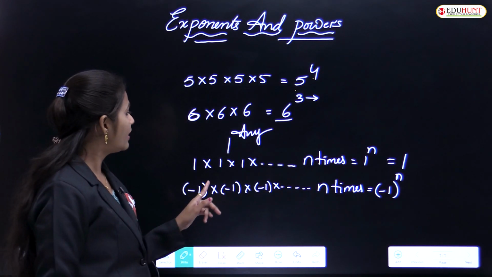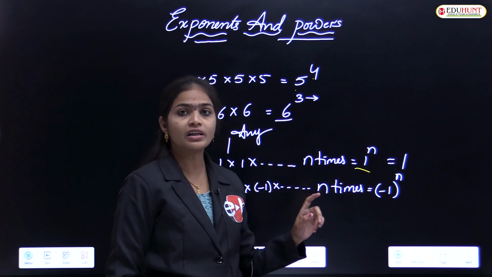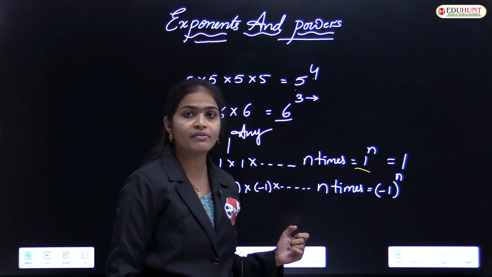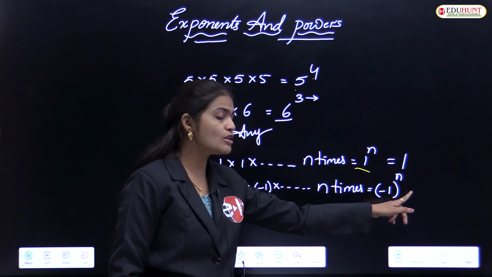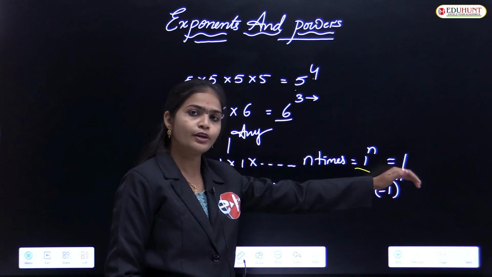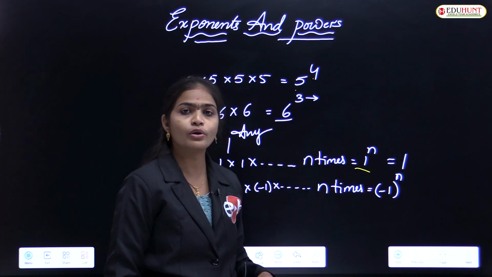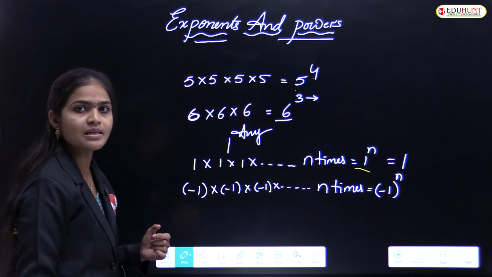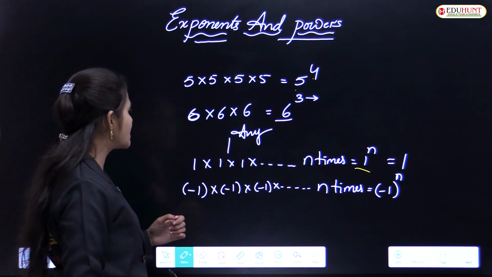Okay, now here 1 power n is equal to 1, I told you that you will always get 1. Now what about minus 1 power n? Here you will always get either minus 1 or a positive 1. Do you have any idea about this? If you have any idea, take one example and simplify it. Just comment in the comment section.